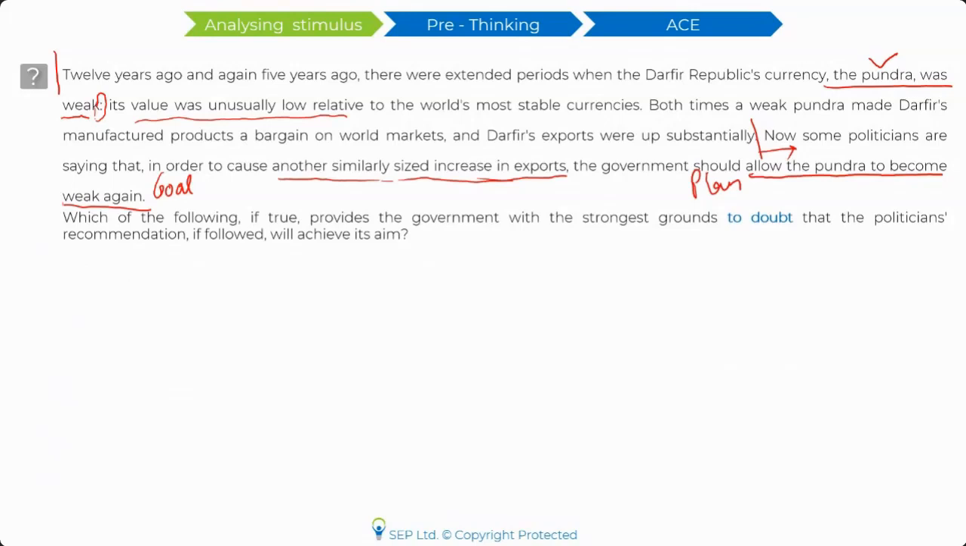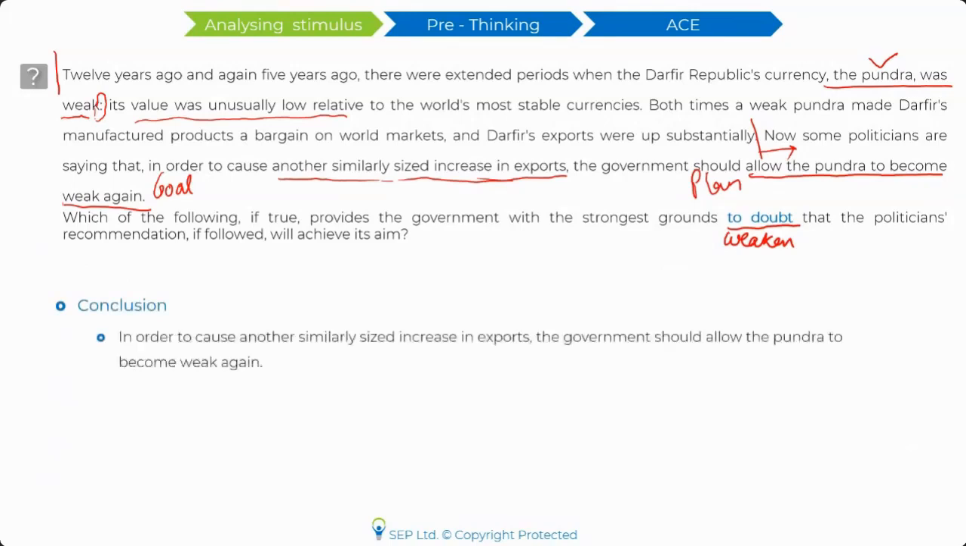Okay. Which of the following, if true, provides the government with the strongest grounds to doubt? Okay. Doubt means we are looking at weakening a scenario. To doubt that the politician's recommendation, if followed, will achieve its aim. So in other words, the politician's recommendation will not achieve its aim. We've got to come up with a choice which will show that the politician's recommendation will not be successful. That means the plan will not be successful. So let's round it up. The conclusion here is, in order to cause another similarly sized increase in exports, the government should allow the Pundra to become weak again. Twice in history, a weak Pundra led to high exports.